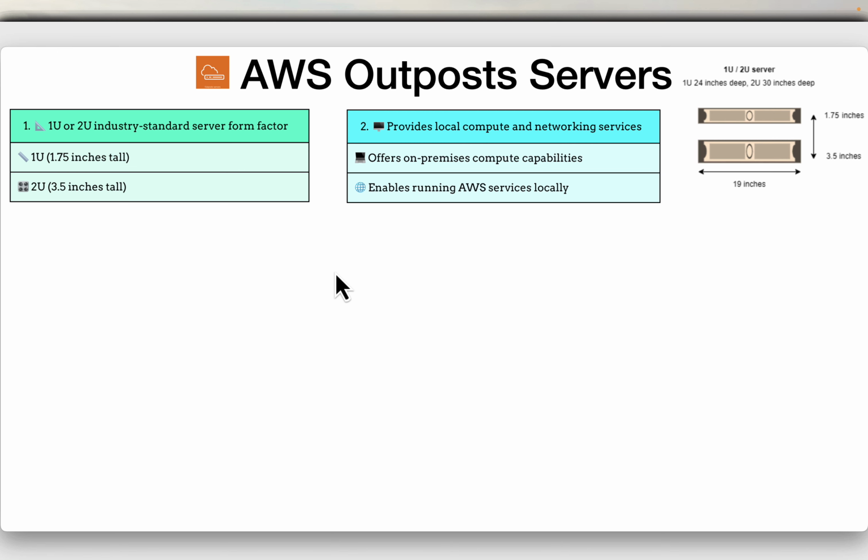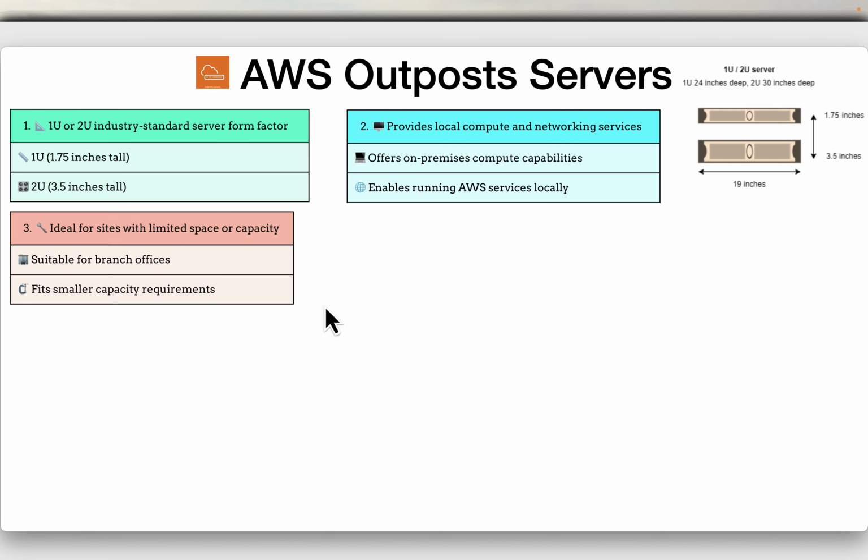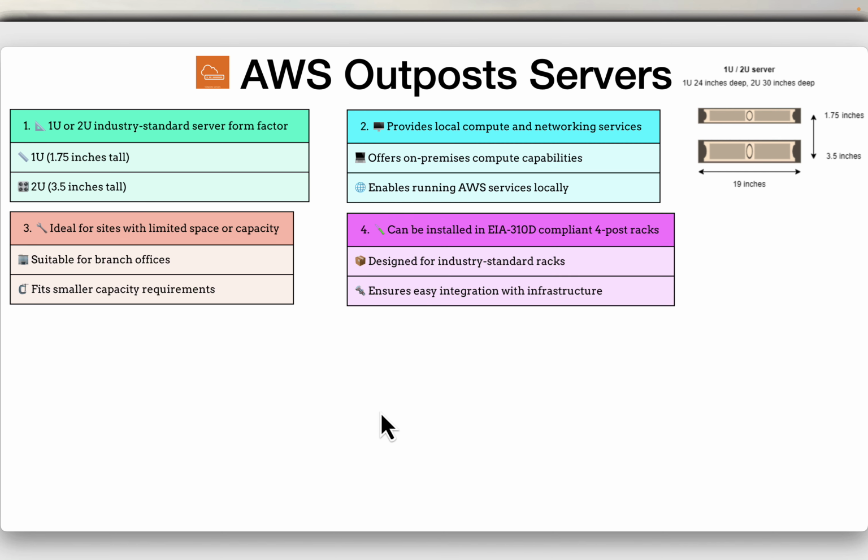So Outpost servers offer on-premises compute and networking capabilities, enabling you to run AWS services and applications locally. Ideal for sites with limited space or capacity. So because the form factor is smaller, it's better suited for limited space or capacity, such as branch offices or edge locations, for example, not the actual data center or your corporate data center. Outpost servers are designed to be installed in industry standard 4 post racks that adhere to EIA 310D standard.